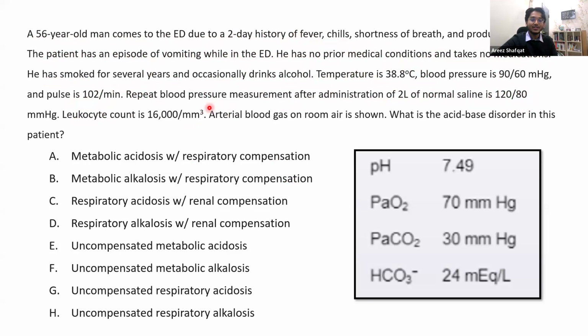Leukocyte count is 16,000 per cubic millimeter. ABG on room air is shown. What is the acid-base disorder in this patient?